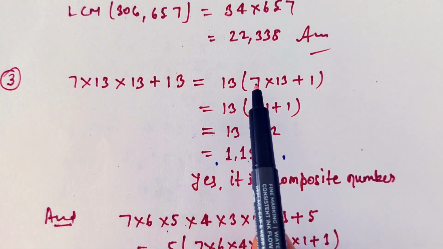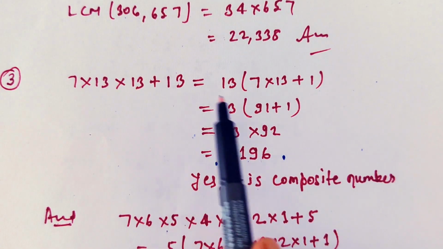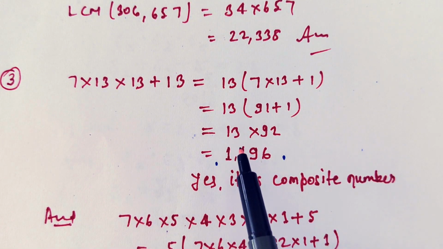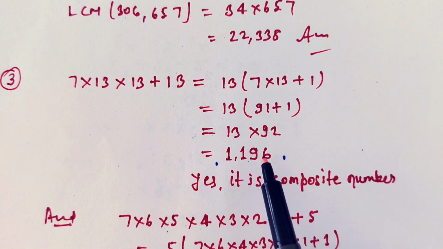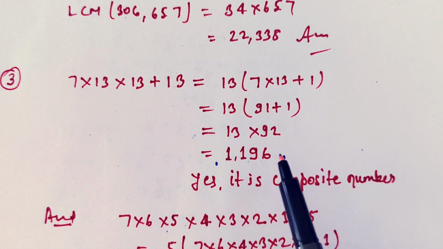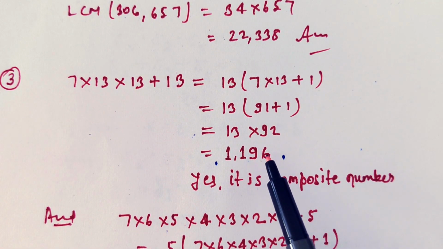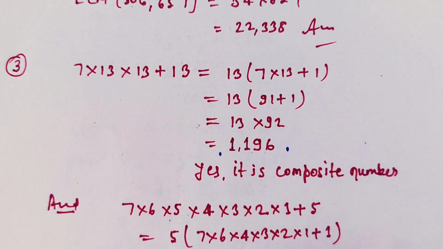So look at here, 13 into 7 into 13 plus 1. Here you can take the common 13, and you get 13 into 92. So 1196 is the composite number, because this number will be divided by 1, 2, and extra numbers. That means maybe it will also be divided by 4. So yes, that is a composite number.